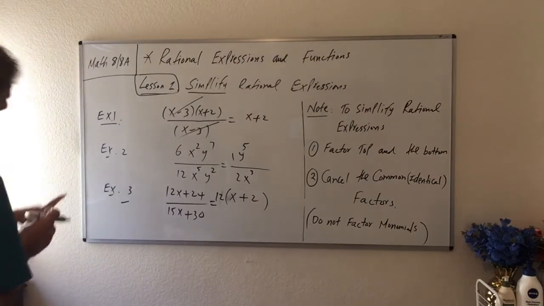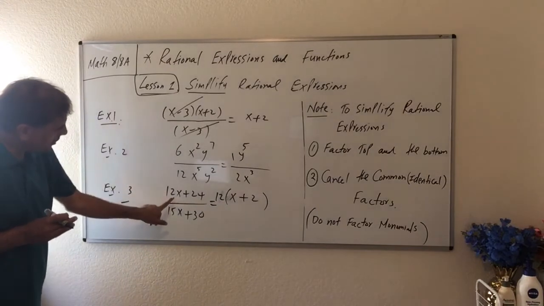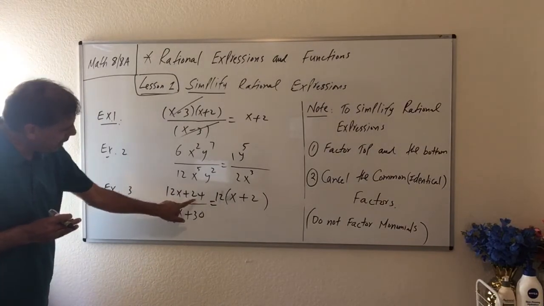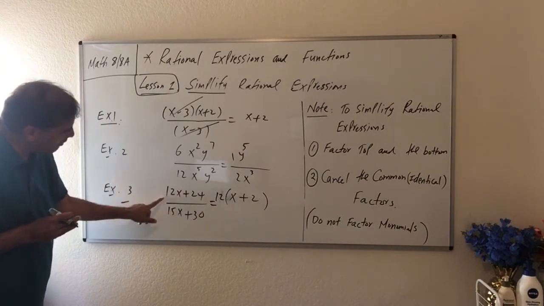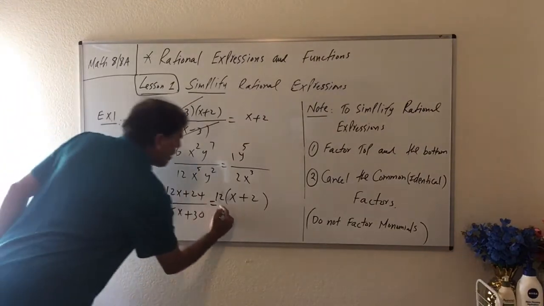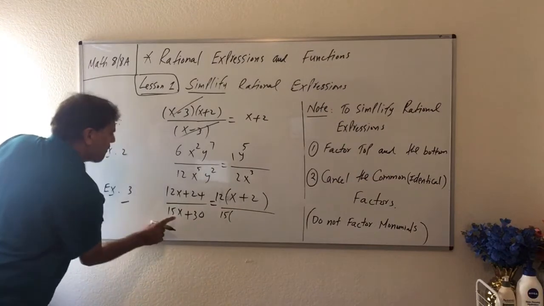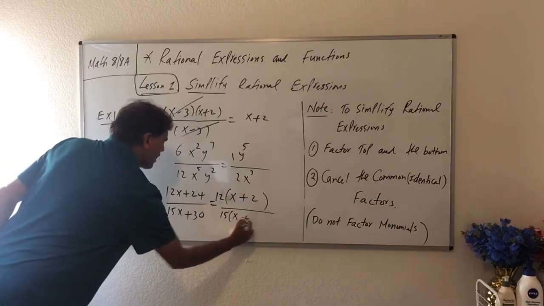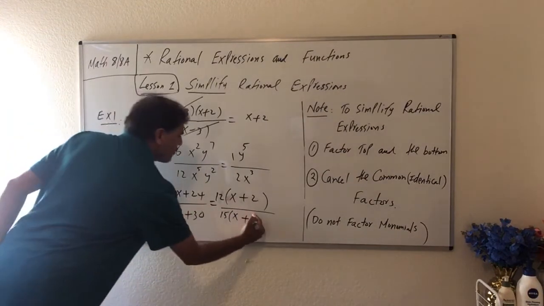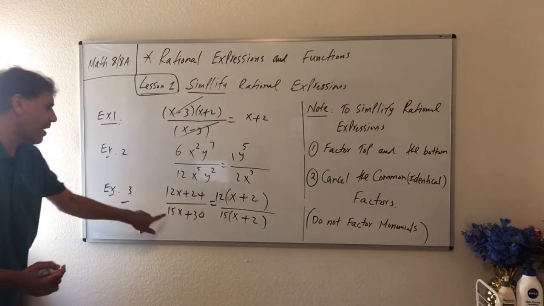So slow down a little bit. So 12 is a GCF. Then 12 is gone, x, and 24 divided by 12 is 2. So in the denominator, what is the GCF? 15. So 15 is the GCF. What is left over here is x plus, and 15 times what gives you 30? Or you can go 30 divided by 15.